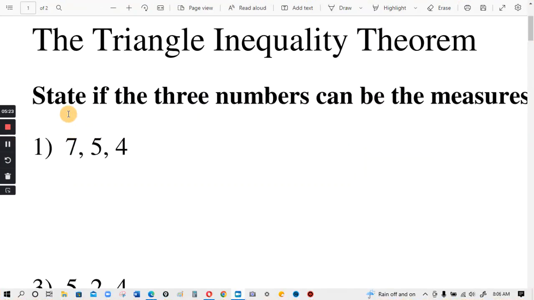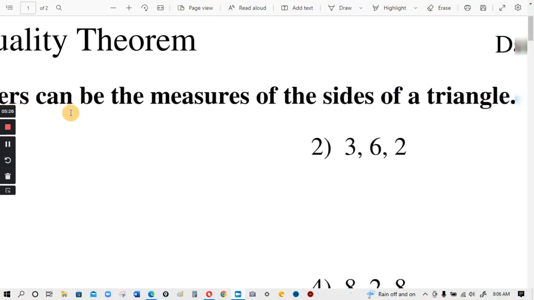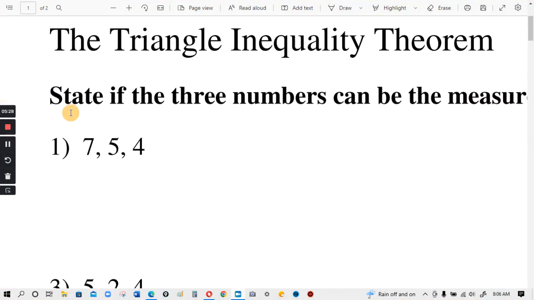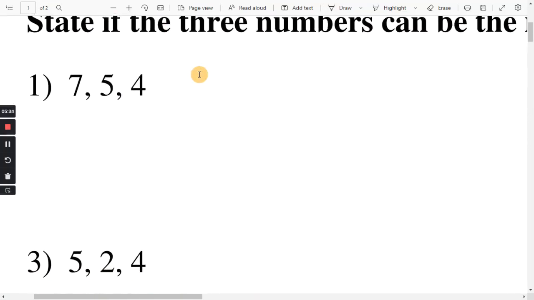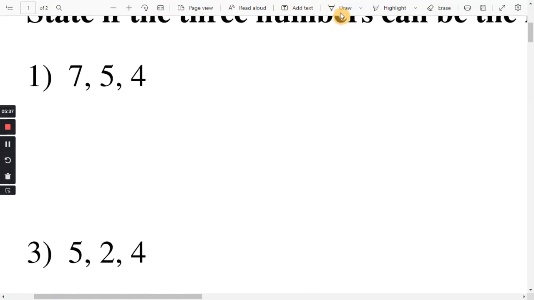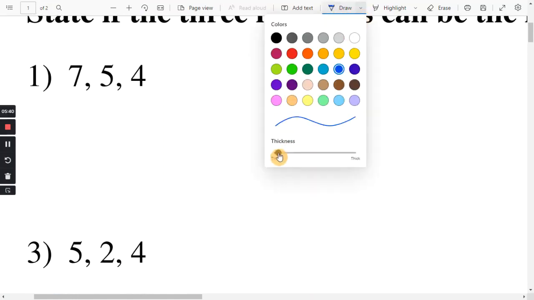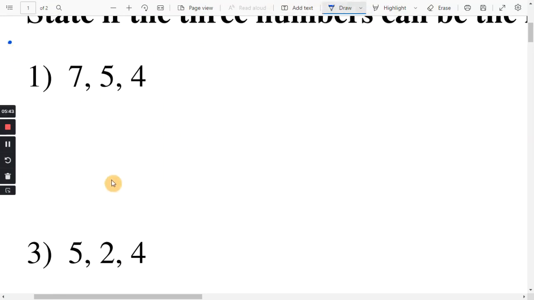Okay, onto the worksheet. State if the three numbers can be the measures of the sides of a triangle. All right, so let's look at number 1. We said that the sum of any two sides has to be greater than the third. All right. So let's try adding two sides and make sure it's greater than the third. First, we'll try 7 plus 5 and make sure it's greater than 4. Okay. 7 plus 5 is 12. Is 12 greater than 4?